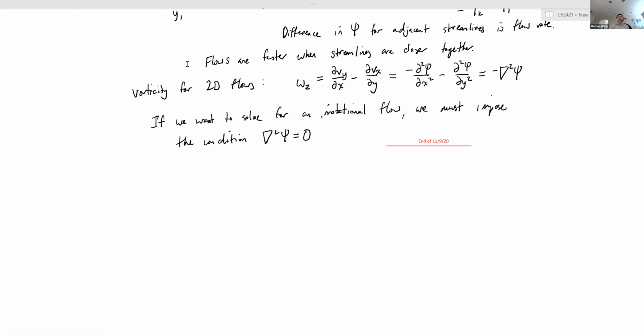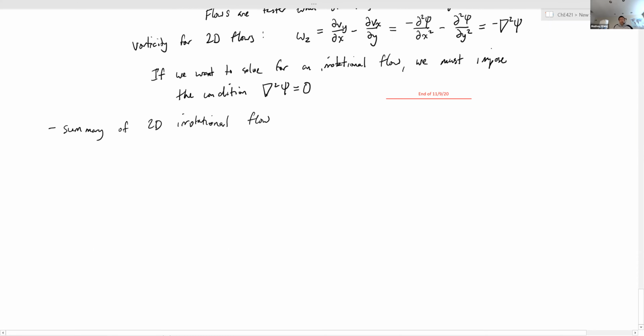Okay, let me just quickly summarize what we've been talking about. Maybe this will be helpful. So I'll just call this summary of 2D irrotational flow. We talked a little bit about the velocity potential. That was called phi.